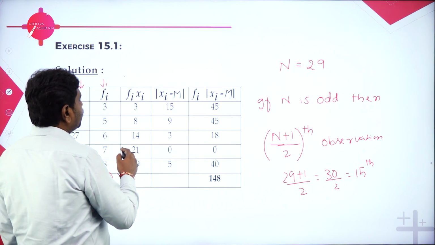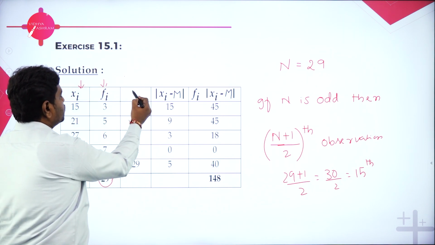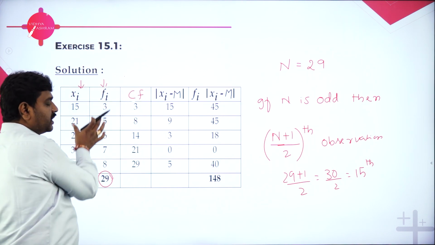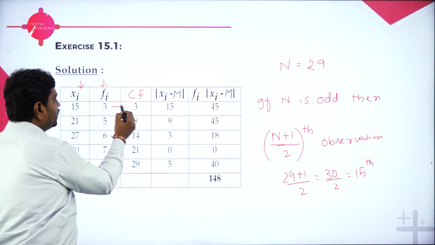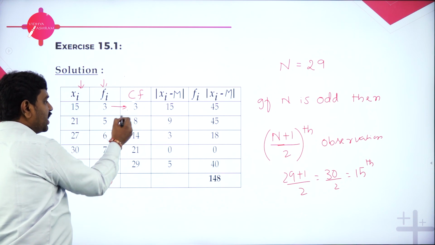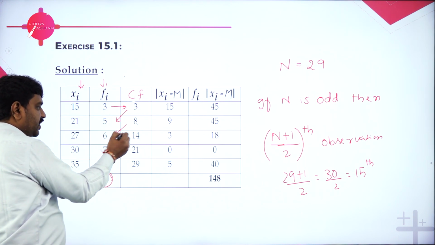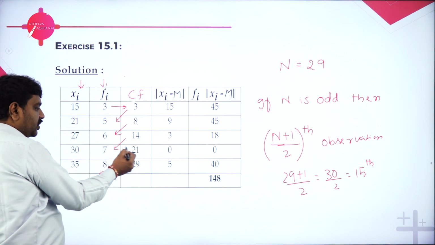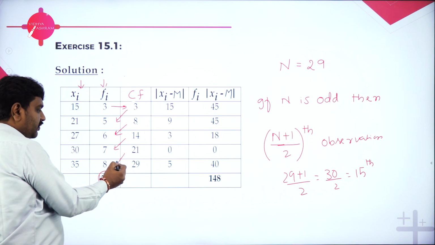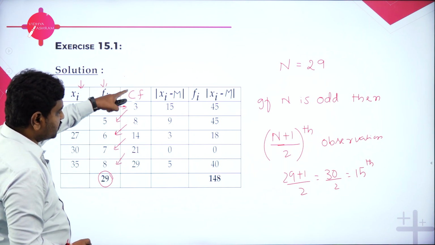So cumulative frequency means we have to add the frequencies. So dear students, first we have to find cumulative frequency. These two are given, but we are finding CF. How to find CF? First write the first frequency as it is. Then you add these two. 3 plus 5, 8. Then for 8 you add next frequency. 8 plus 6, 14. Then for 14 you add this. 14 plus 7, 21. You write 21 here. 21 plus 8 is 29. So like that fill the cumulative frequency.